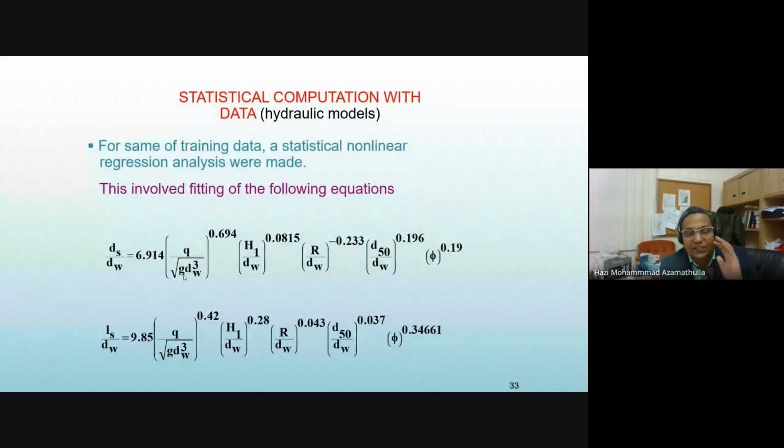With the same data I have developed three equations. In 2004 I published in the American Society of Civil Engineers, ASCE Journal of Hydraulic Engineering. You can see here relative scour depth and location of scour depth. Maximum, meaning the Froude number, is very important, and the head is also very important. You can see here the reverse coming, minus point. Why minus? It is showing negative, relatively, but still it is important.